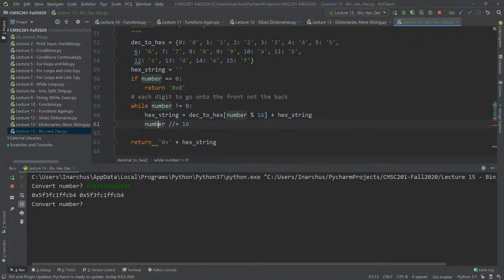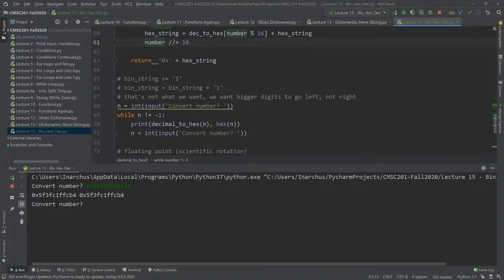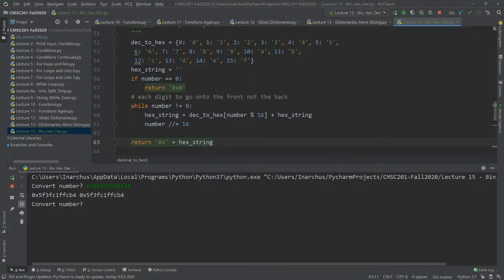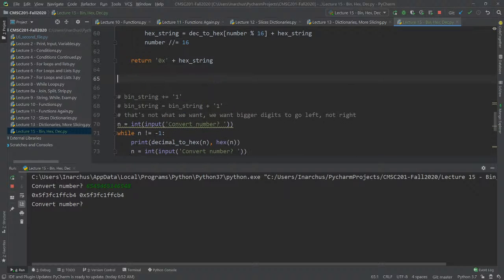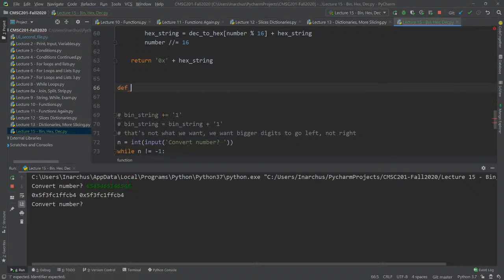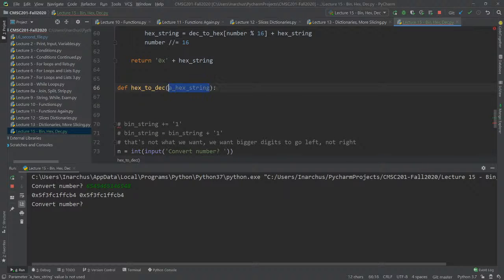Okay. So then there's one last thing to do. What is that one last thing to do? The one last thing to do is to convert back from hex to decimal. So this will be a hex string. So what we'll do first with the hex string is we'll hit it with dot lower.